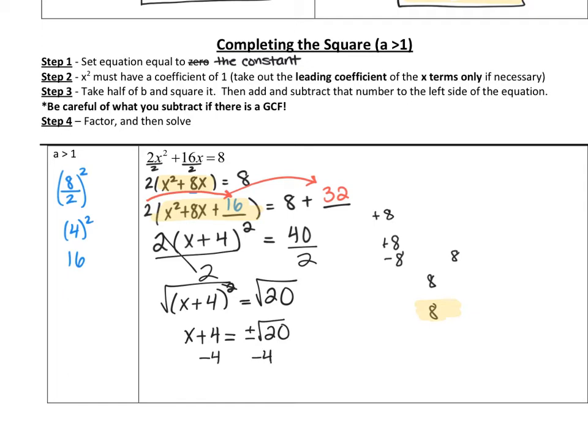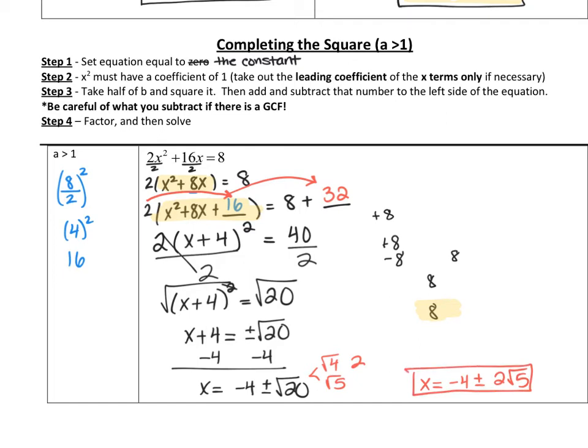Minus 4 on both sides, and we get x equals negative 4 plus or minus radical 20. And don't forget that 20 can be broken up into good house, bad house, 4 and 5, which makes 2 radical 5. So my final answer is negative 4 plus or minus 2 radical 5. And that is my final answer.